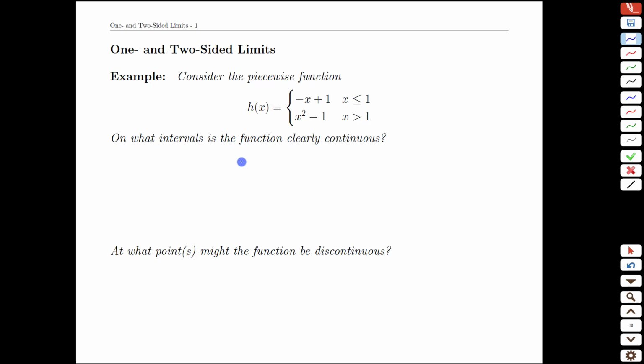For example, when x is less than 1, we have the simple formula minus x plus 1, a straight line. That's going to be continuous everywhere. And if x is larger than 1, then we're going to use a parabola, x squared minus 1, and that's continuous everywhere too. So the only problem point, of course, is going to be the transition between those two definitions, the transition between the two intervals, because we don't know what happens as we stitch those two things together. So let's focus in on that and see what kind of behavior comes out.